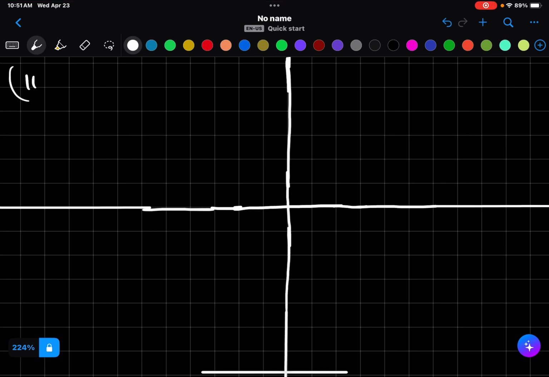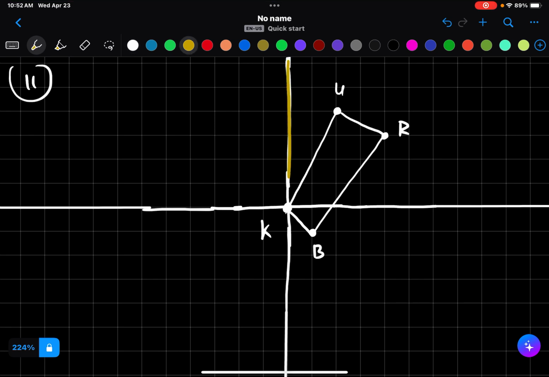All right, number 11. You have point K right at the center. Then point B right here. Point U is 4, 2, right here. And then point R right here. Let's connect these. It's a four-sided object, and we're asked to reflect this across the Y. Now remember, the Y-axis is this one right here. It's the yellow one. So we're going to be reflecting it across that.